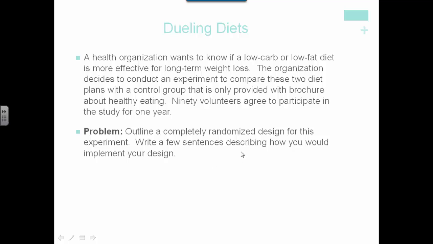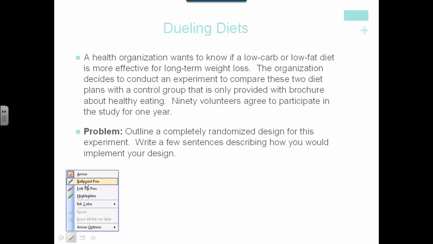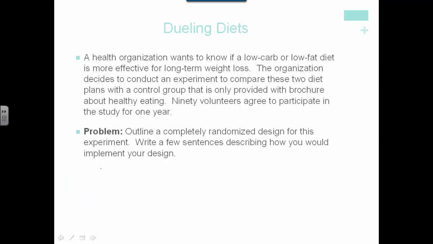Here we want to outline a completely randomized design for this experiment. So again, what I would do for this one, for example, is to assign 3 groups. Group 1 would have 30 subjects, Group 2 would have 30 subjects, and Group 3 would also have 30 subjects.